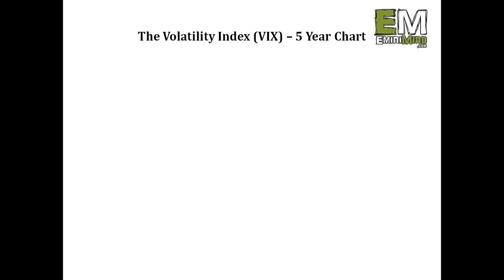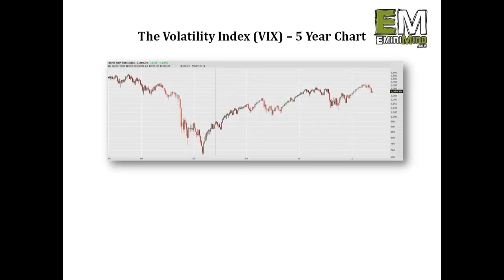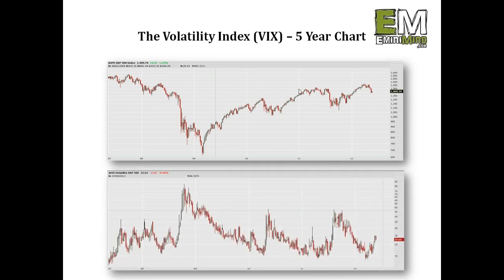So if we take a look at the VIX on a 5-year chart and we compare that to the S&P. So this top chart is the S&P 500, and these are weekly bars. And then the bottom chart here is the volatility index, the VIX. And you'll notice probably right away, the first thing that stands out is the inverse relationship.